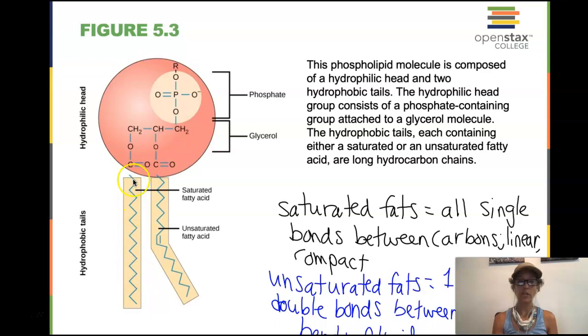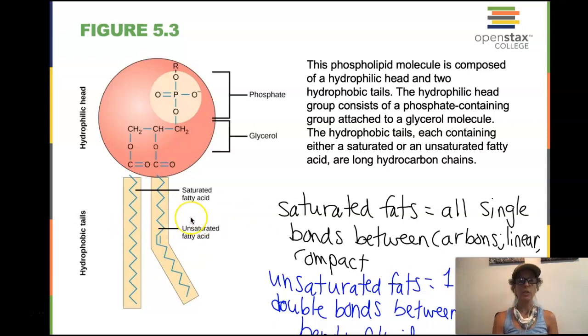One is saturated, so it's linear, meaning it has all single bonds between its carbons. That makes it very compact. And we also have one that is unsaturated. It has a single carbon-carbon double bond, so that would make it a monounsaturated fat. And my video is covering up, but this says 1 or more double bonds between the carbons.